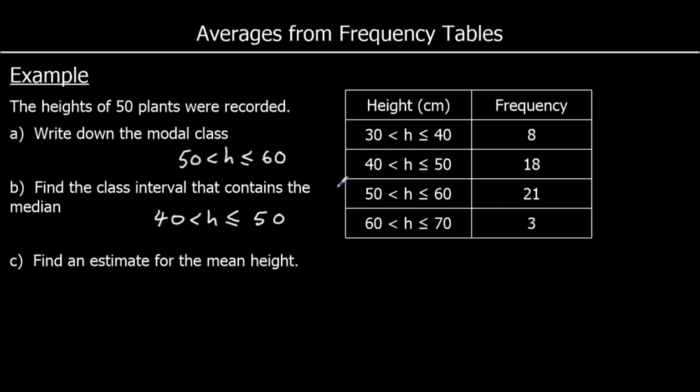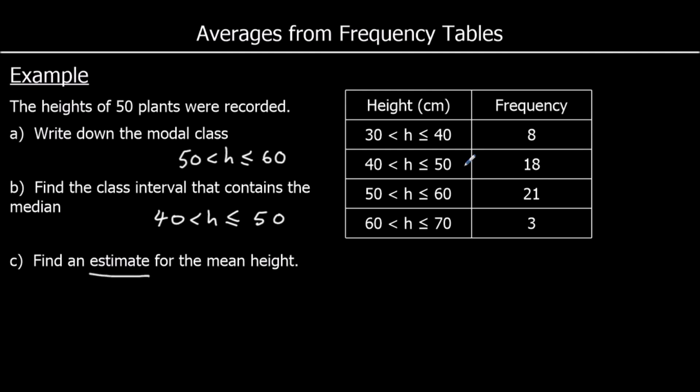And find an estimate for the mean height. So you can see this is an estimate for the mean height. We're not going to be able to calculate the exact mean height because we don't know how tall each of the plants are. We just know the 8 plants are between 30 and 40. 18 are between 40 and 50. So we don't know the exact heights. So this is going to be an estimate for the mean.